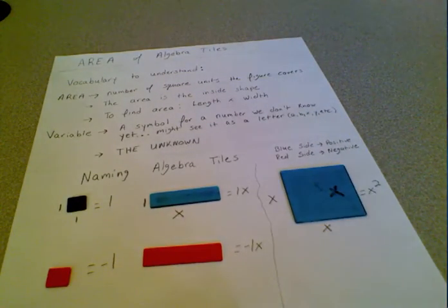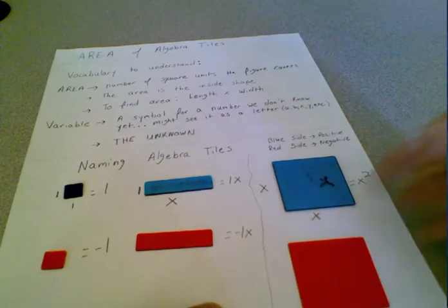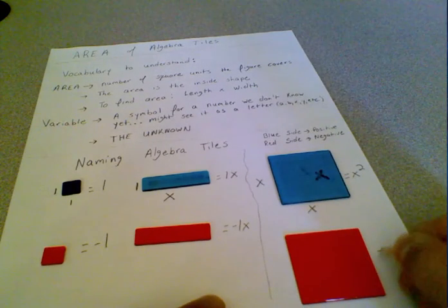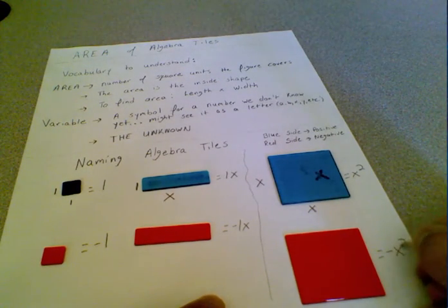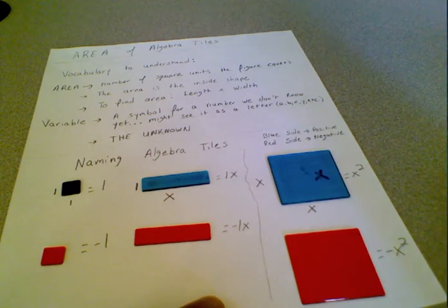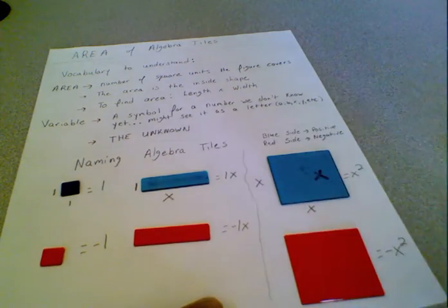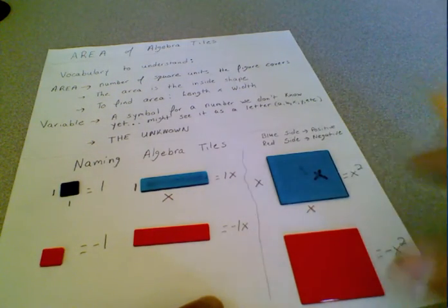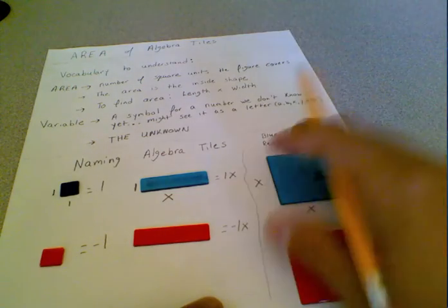All right, so same thing now. If I were to flip this piece over here, like I'd like you to do, this piece would be negative X squared. Again, not 2X. X squared, negative X squared. All right, so that is naming the algebra tiles. If you need to pause that and write that down, please do so.